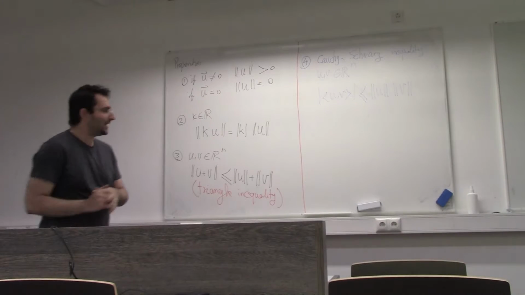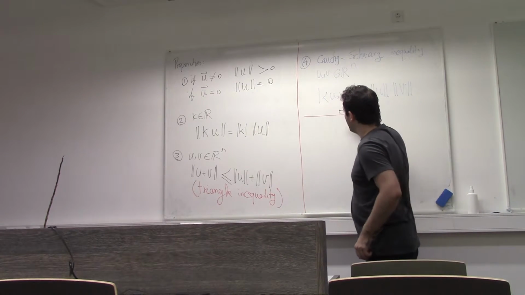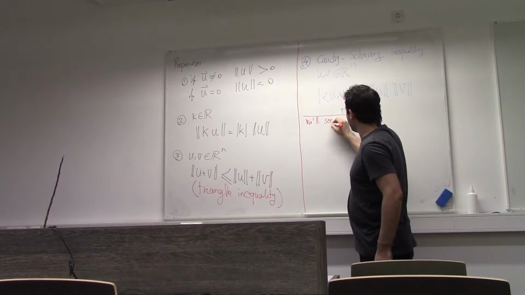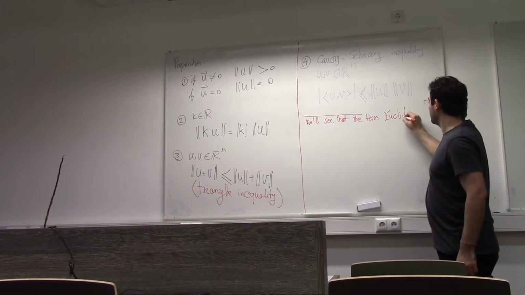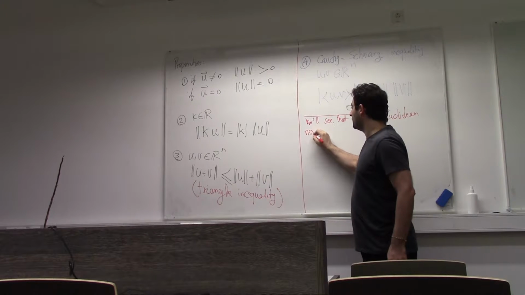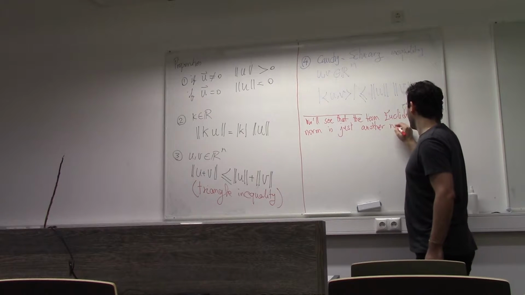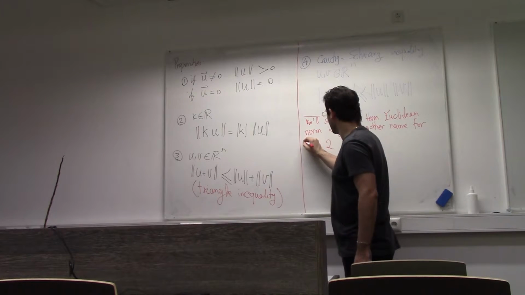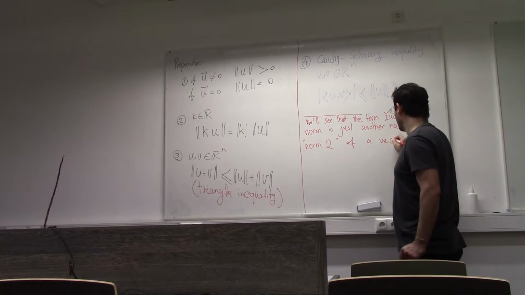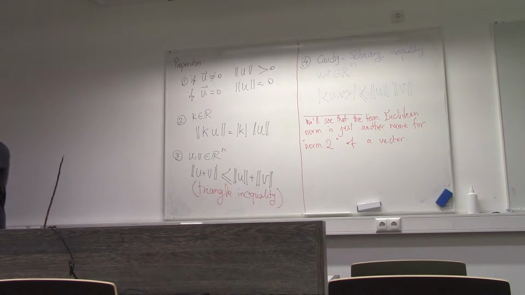Norms are very important, and we have different forms of norms. We will see that the term Euclidean norm is just another name for norm 2 of a vector. So we understand that we can have norm 1, we can have norm p, we can have norm infinity of a vector, and norm 2 is just one of the norms.